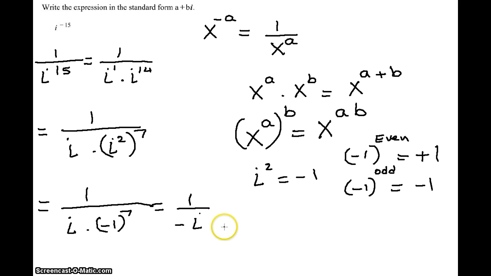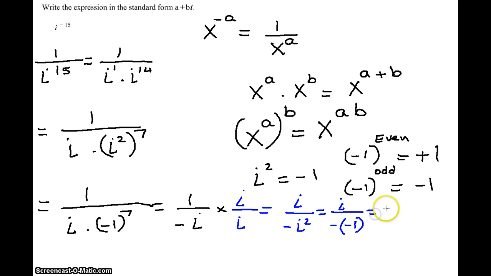We are not supposed to leave i in the denominator, so let's multiply up and down by the conjugate. The conjugate in this case is i over i. So I multiply up and down by i over i, and then I do straight across multiplication. I get i over negative i squared. Again, i squared is negative 1, so that's going to be i over negative times negative 1, which would be i over plus 1, and of course i over 1 is just i. So the final answer would be i.